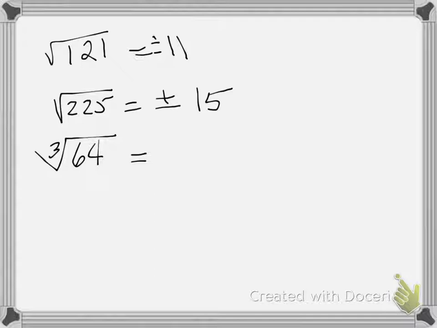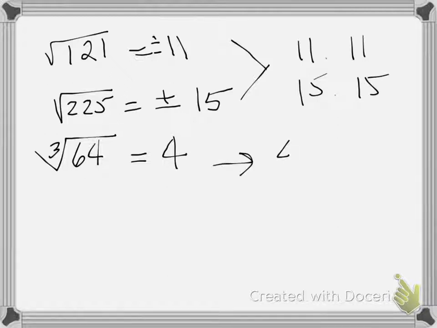So instead of what number times itself gives you the 121, what number times itself 3 times gives you 64? So what is it? 4 times 4 times 4. Okay, so from these two, you're going to need 11 times 11 or 15 times 15, right? When it's a cube root, you're going to need 4 times 4 times 4. Can you see the difference? Not divided by 3. You have to find the same number times itself.